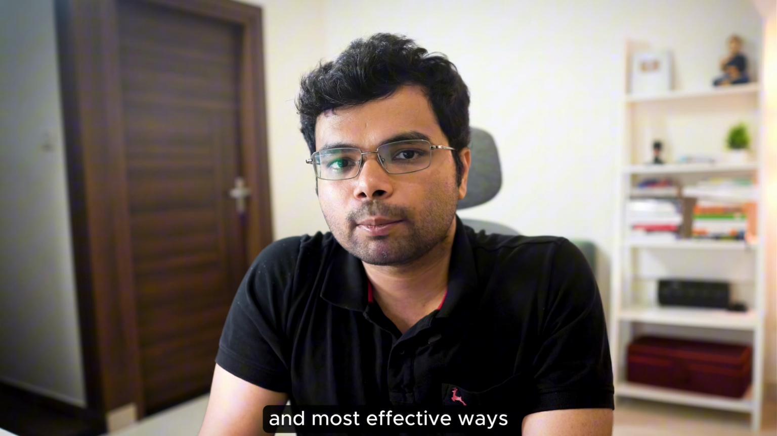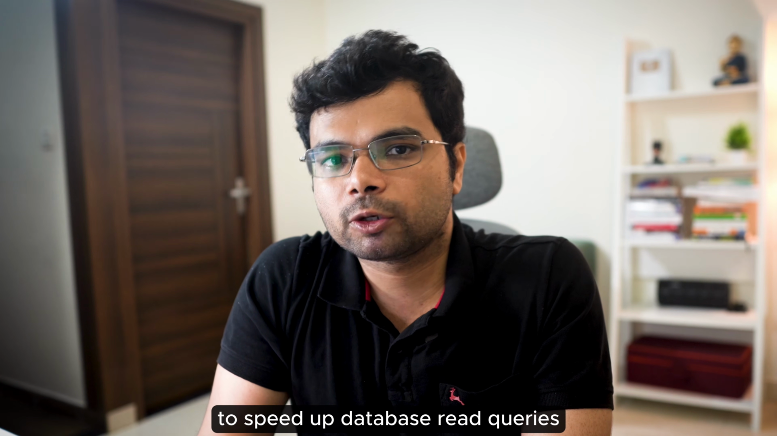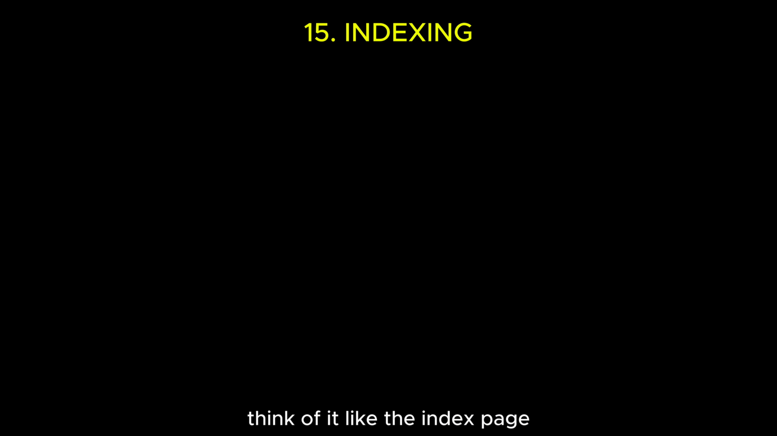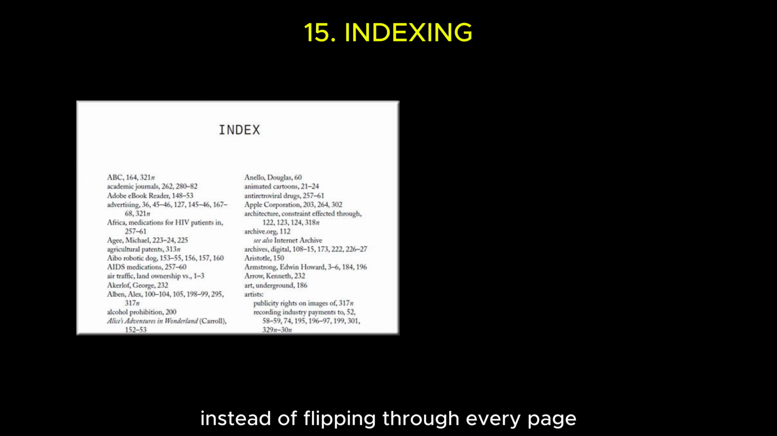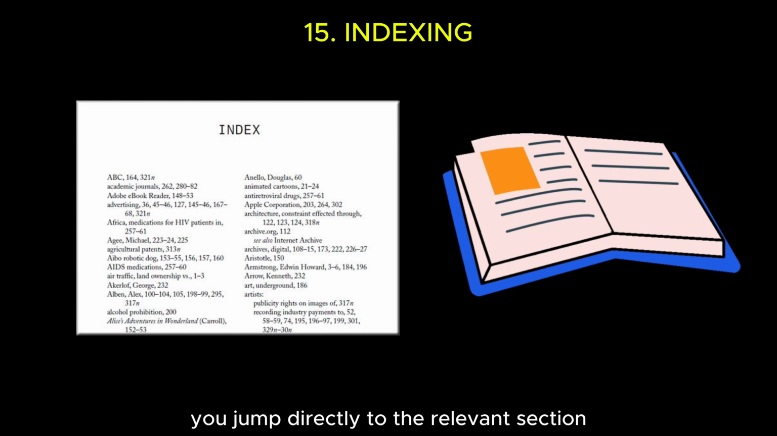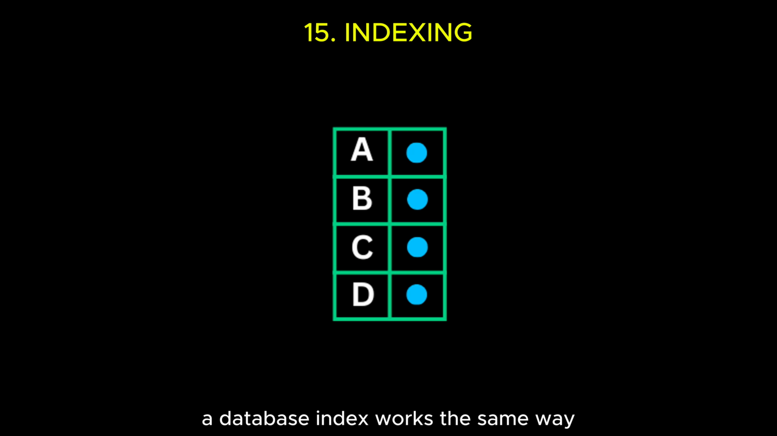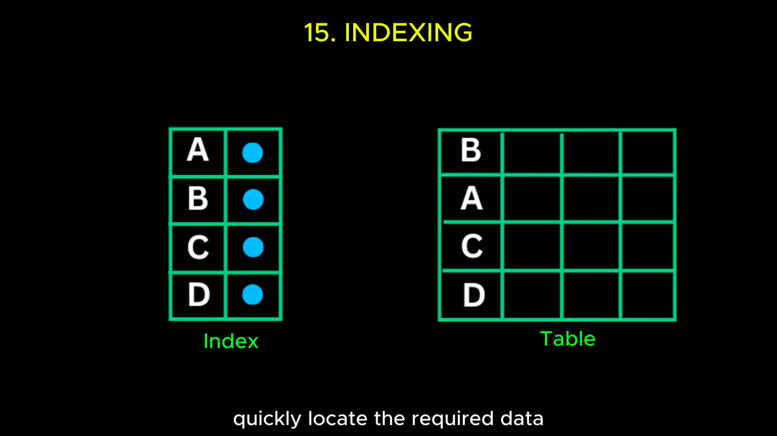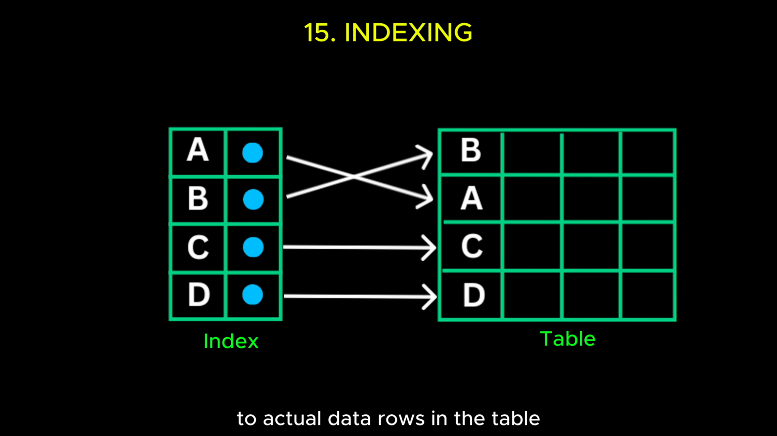One of the quickest and most effective ways to speed up database read queries is indexing. Think of it like the index page at the back of a book. Instead of flipping through every page, you jump directly to the relevant section. A database index works the same way. It's a super efficient lookup table that helps the database quickly locate the required data without scanning the entire table. An index stores column values along with pointers to actual data rows in the table.